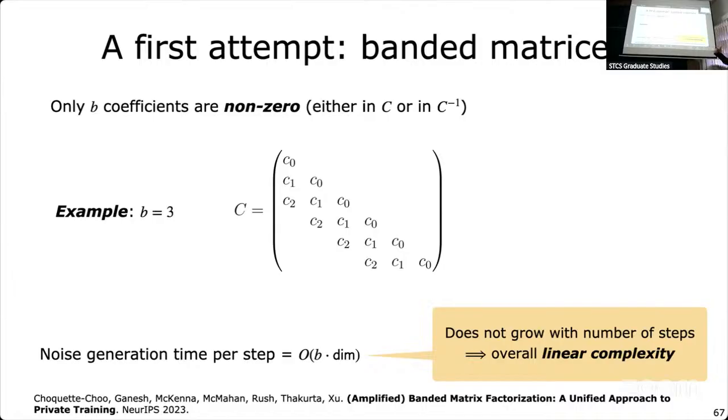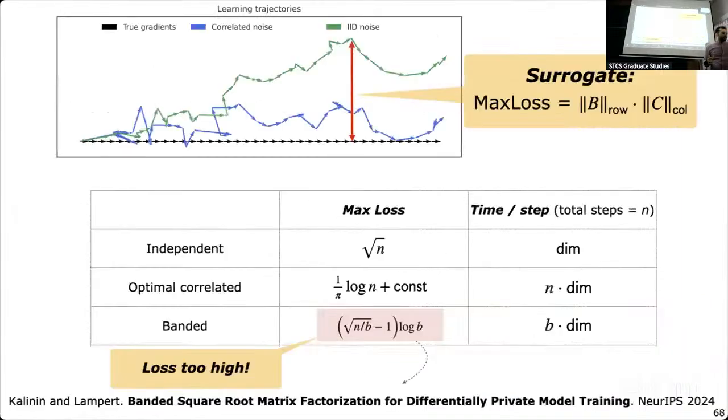Essentially, if you have B non-zero entries, then your noise generation cost scales as B, not as the number of steps. So that gives us overall linear complexity, which is good. But unfortunately, the catch is that if you take this B to be very small, your max loss suffers. If you take it to be anything little of n, you're going to be in trouble. So that is unfortunate. So what can we do?